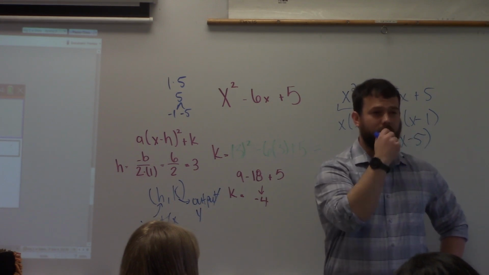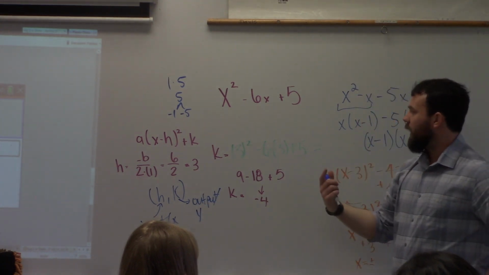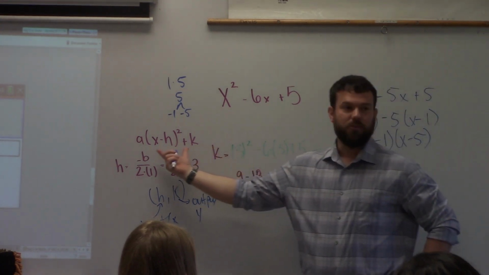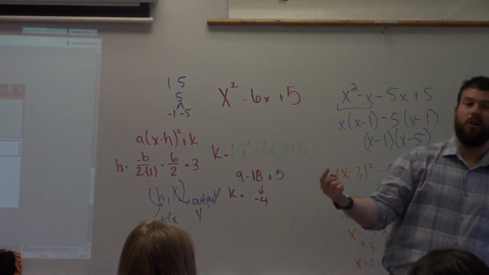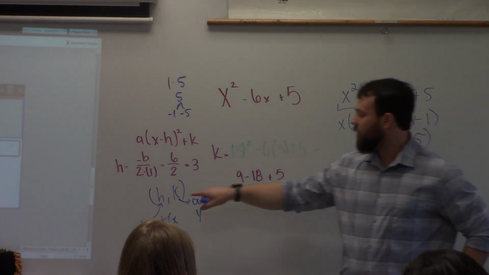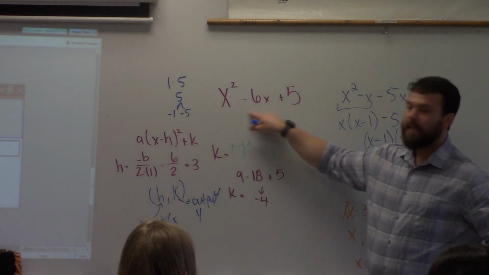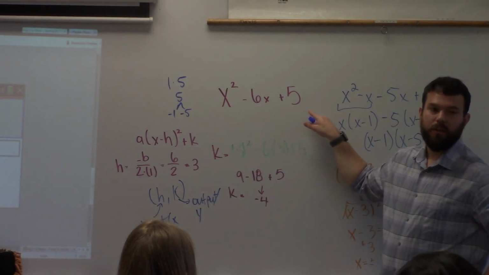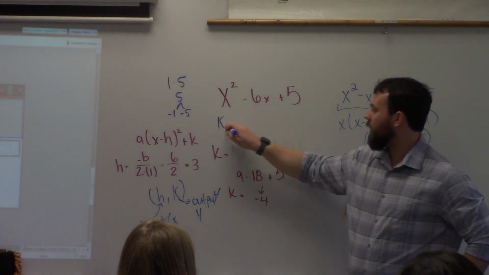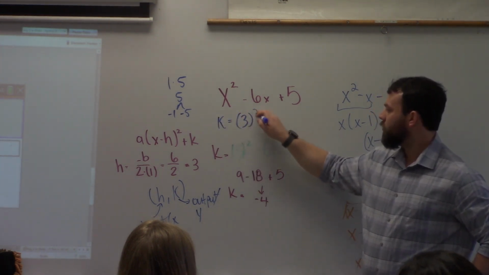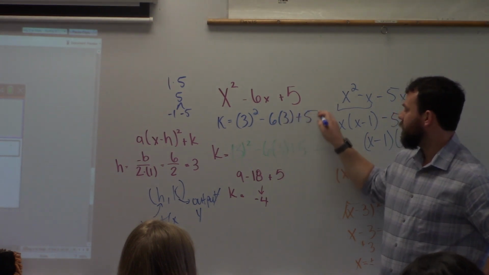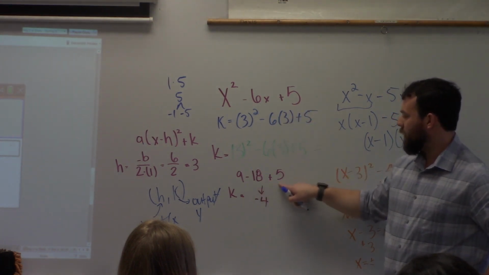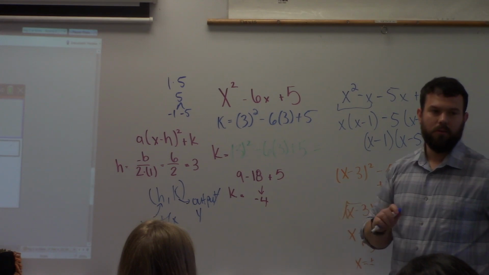And so Desiree, you had this question too. Desiree, and I get this, you were thinking we substituted into the vertex form, right? But remember, vertex form is what we're trying to get to. So I substitute my h of 3 into the standard form to find what k is. So k is equal to 3 squared minus 6 times 3 plus 5. Which is why we get this, and k is -4.